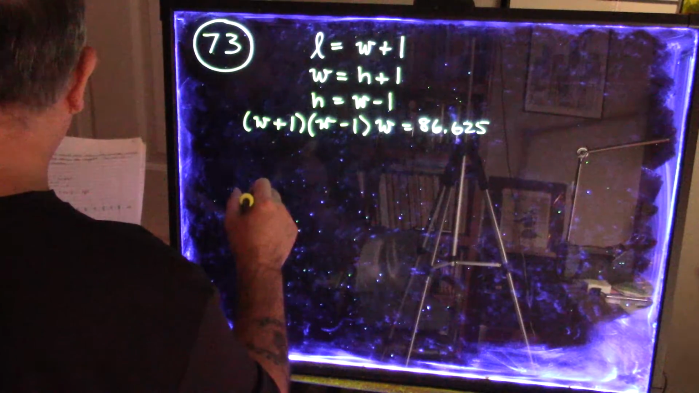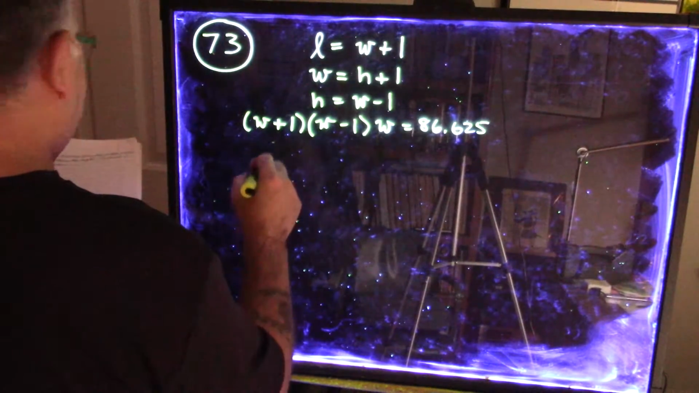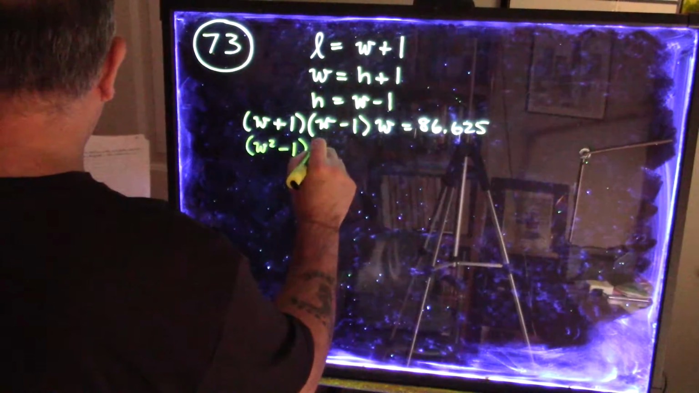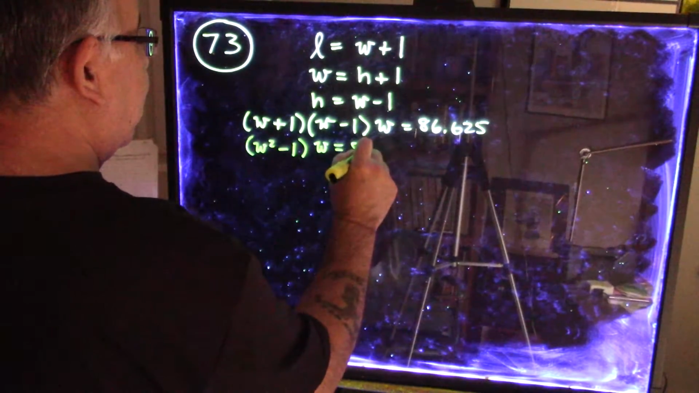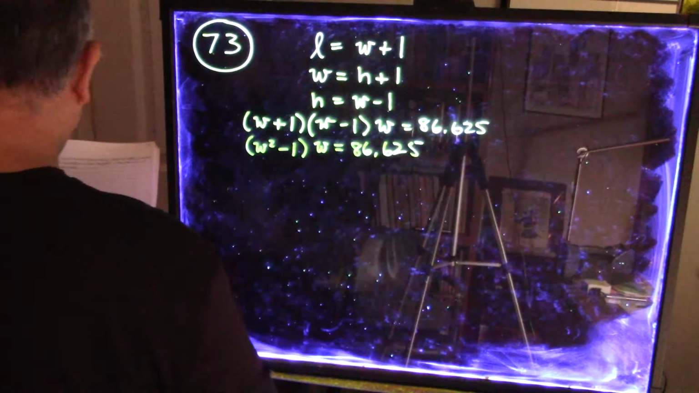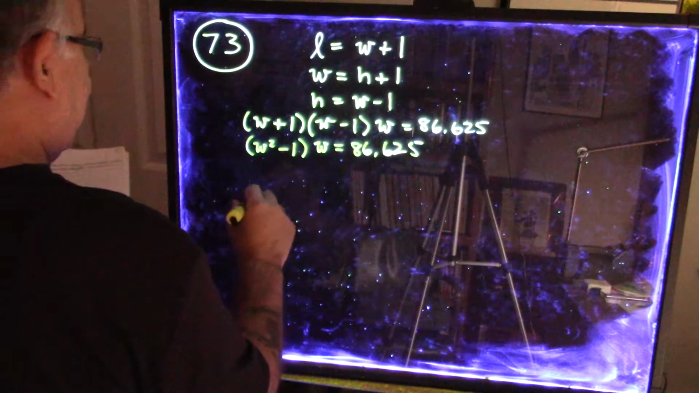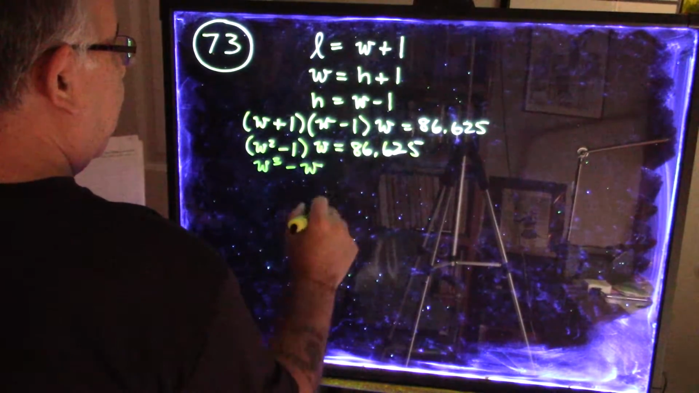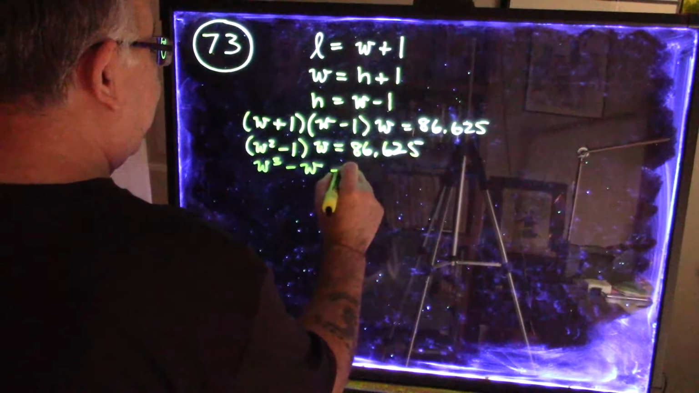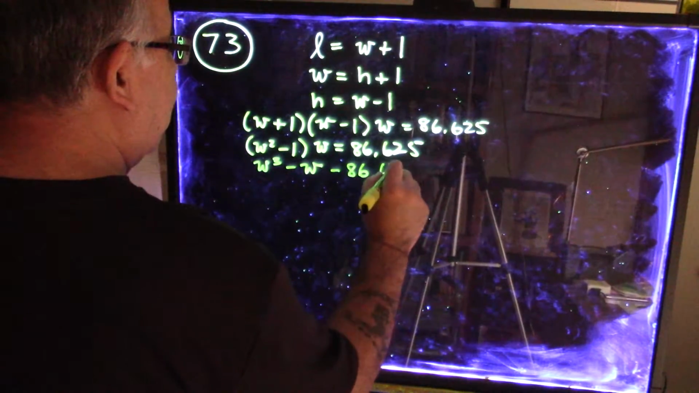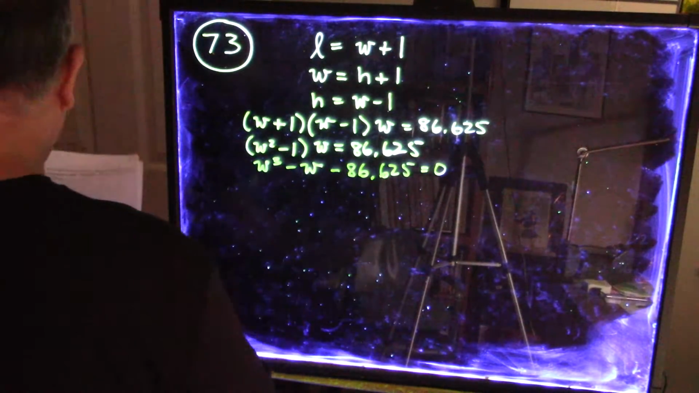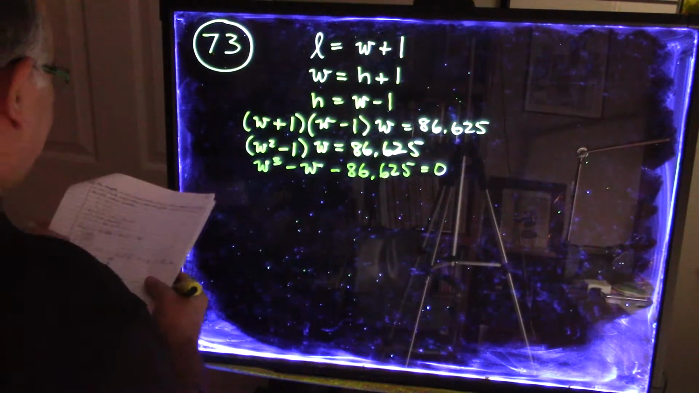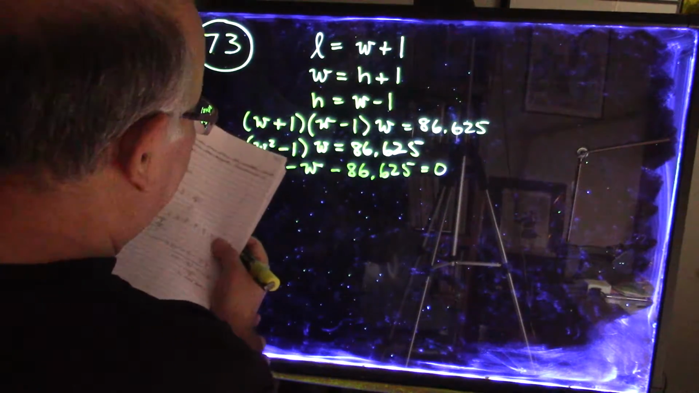Okay, so we've got a plus b, a minus b is a squared minus b squared, or w squared minus 1 times w equals 86.625. And then multiply everything through, you get w cubed minus w, and then subtract that from both sides, minus 86.625 equals 0. Alright, now since this is in decimal form, it's a natural candidate for solving with a computer.